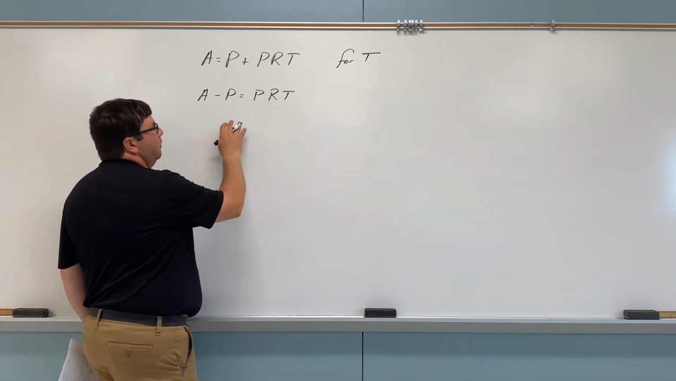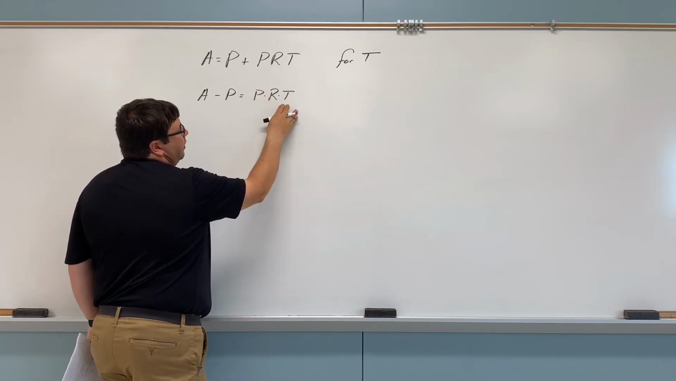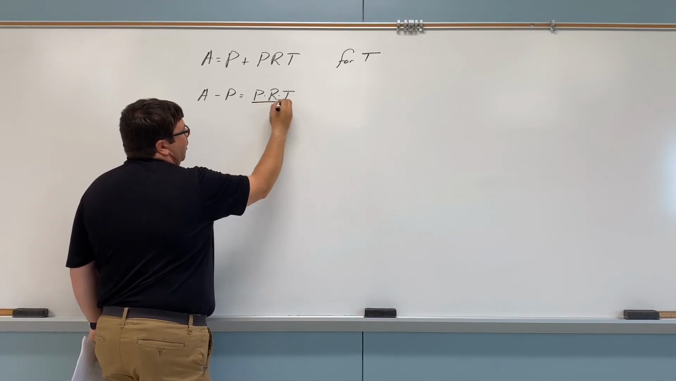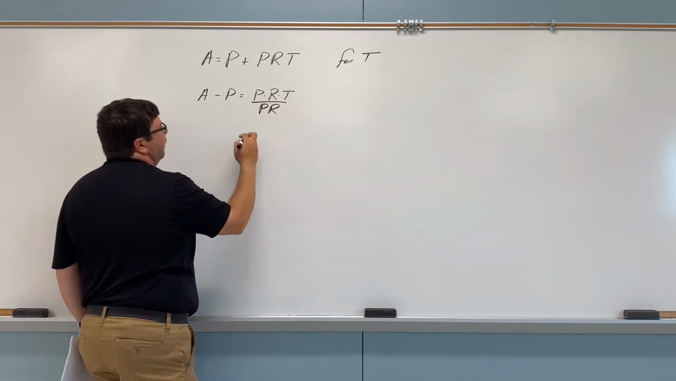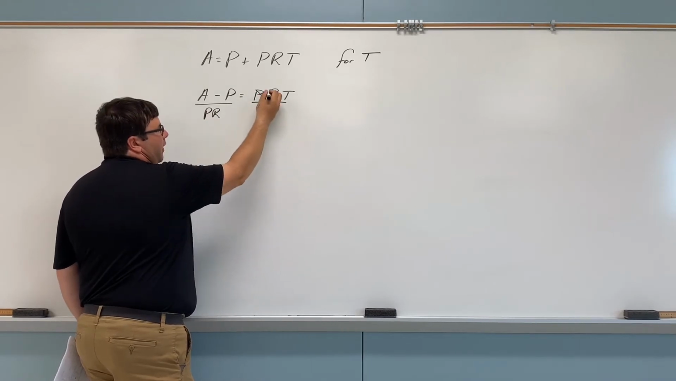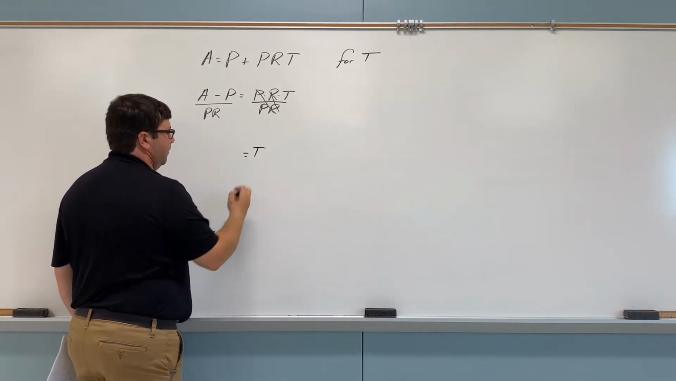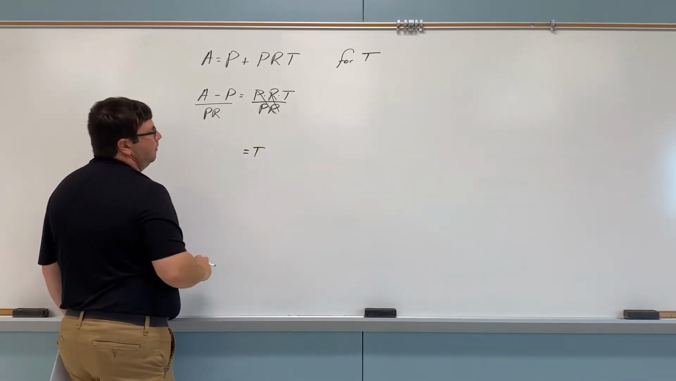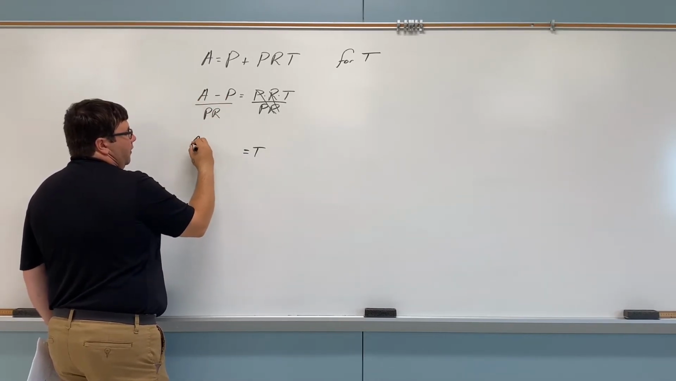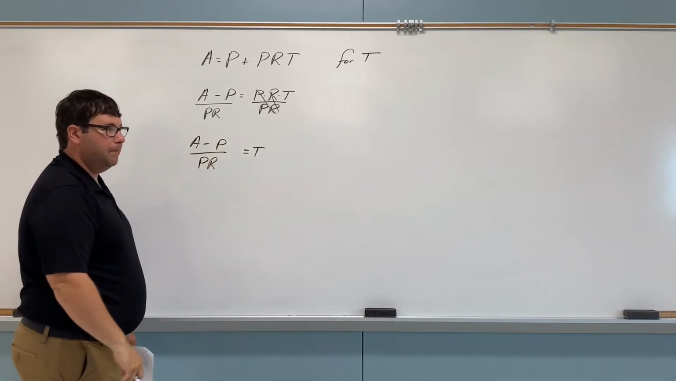Now, given this, I again have multiplication here. So I have P times R times T. I'm going to divide out my PR, both terms, from both sides. Those cancel completely. I'm left with time only on this side. And this side is done. Leave it as is. It doesn't simplify. So I have A minus P divided by PR.